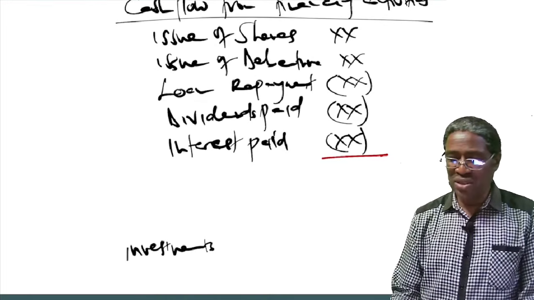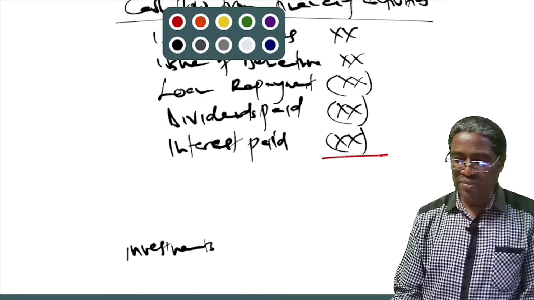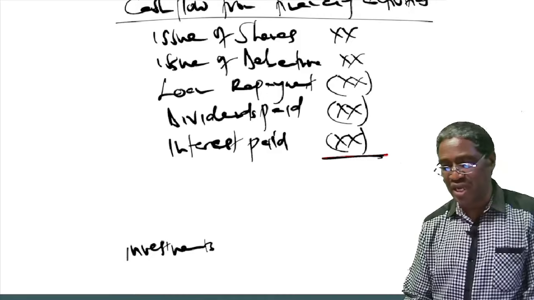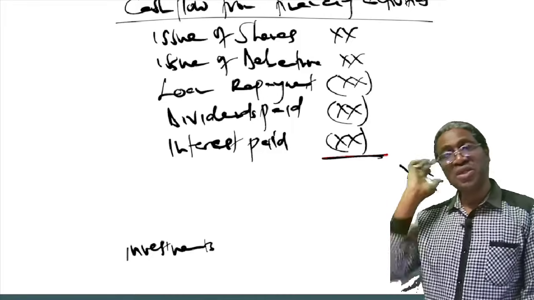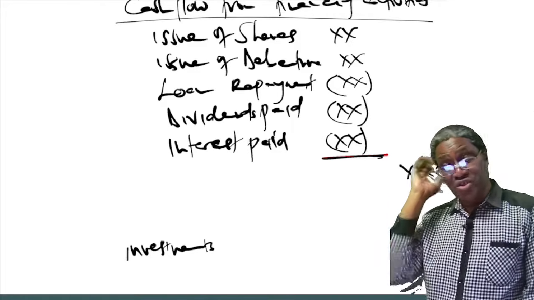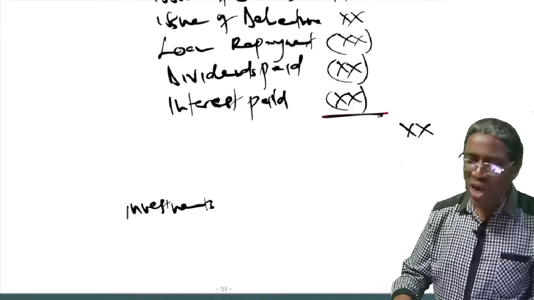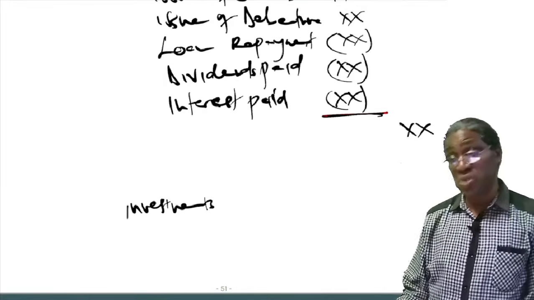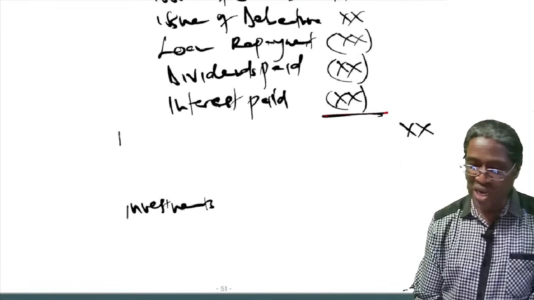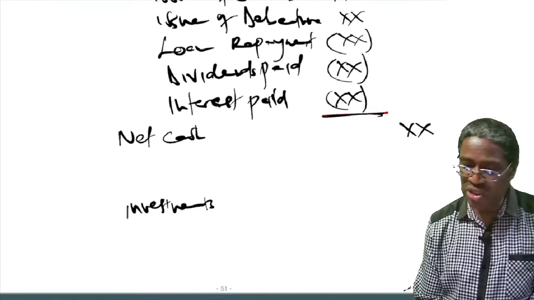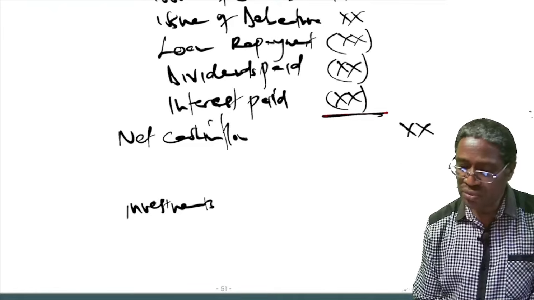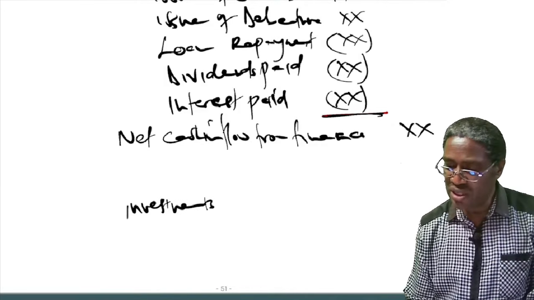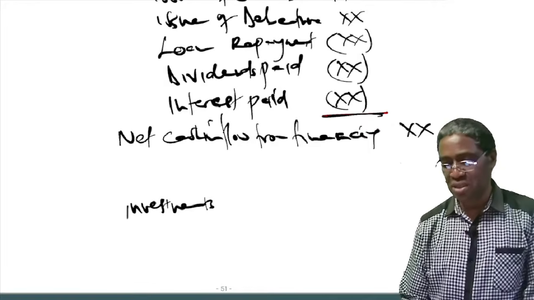Once you do that, you get the net of all of the financing activity items. Good. Once you get the net amount, let me assume it's a positive. You call it now net cash inflow from financing activities.